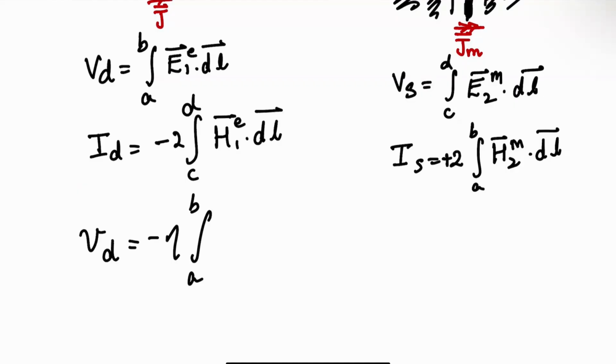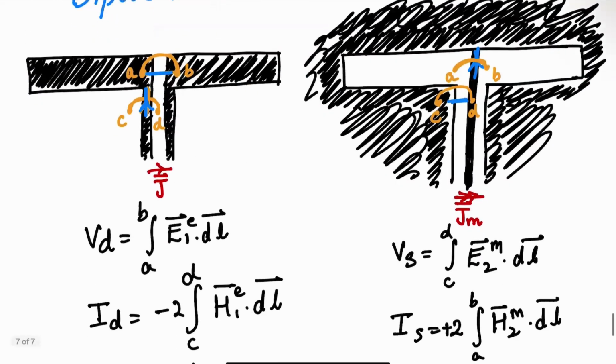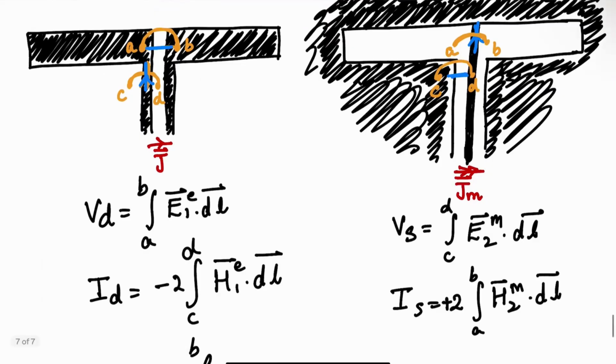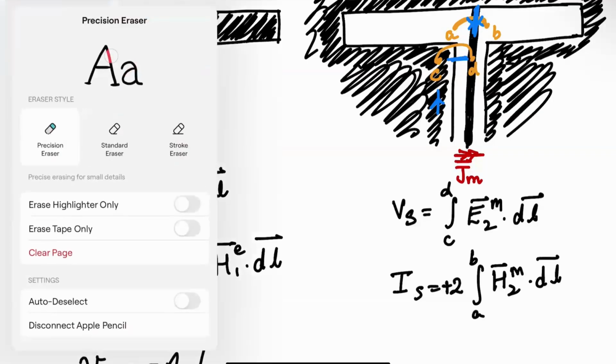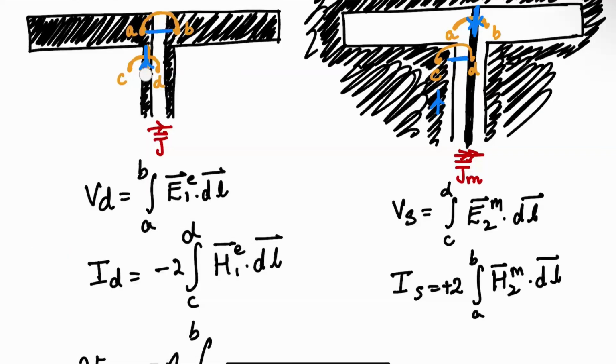This should be a plus, sorry, because it depends on the direction of current flow. I guess current flows this way and then flows back like this. Let me clarify that a little bit more. Let's do this again. I need to erase this current a little bit and redraw it. Maybe it was a little bit careless over there.